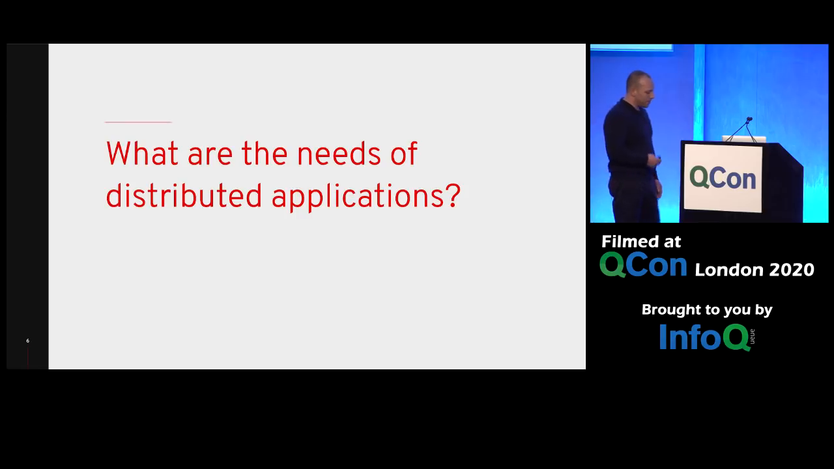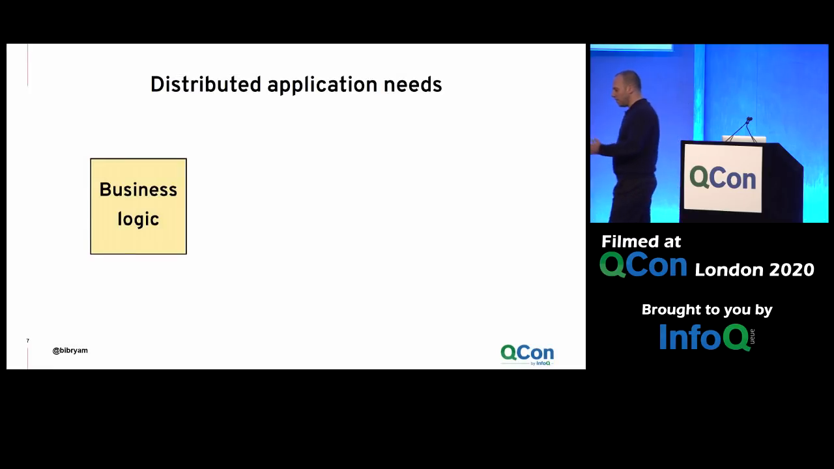So let's start with the needs of distributed systems. And what I have in mind is, let's say we want to create an application or service. We want to write some kind of business logic. What else do we need from the platform, from our runtime, to create a distributed system?